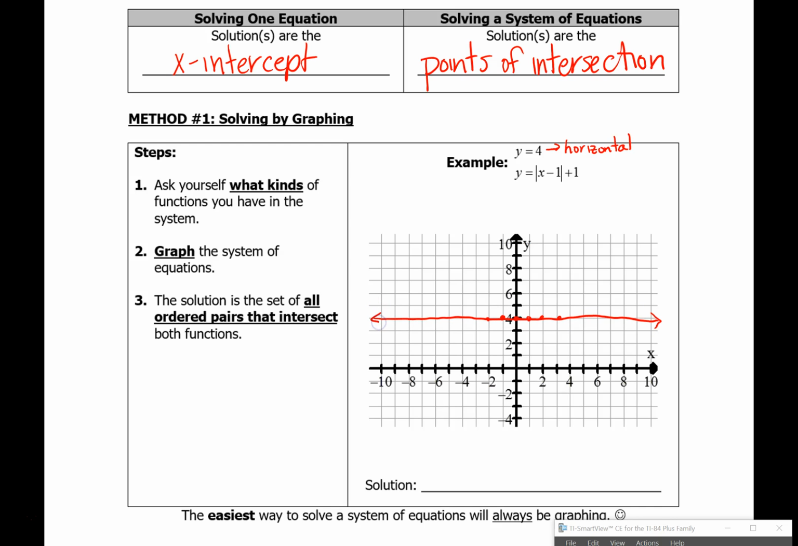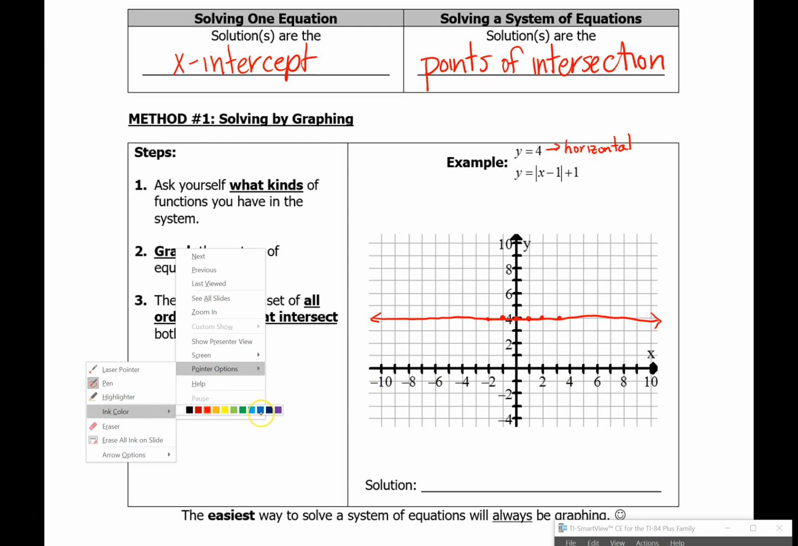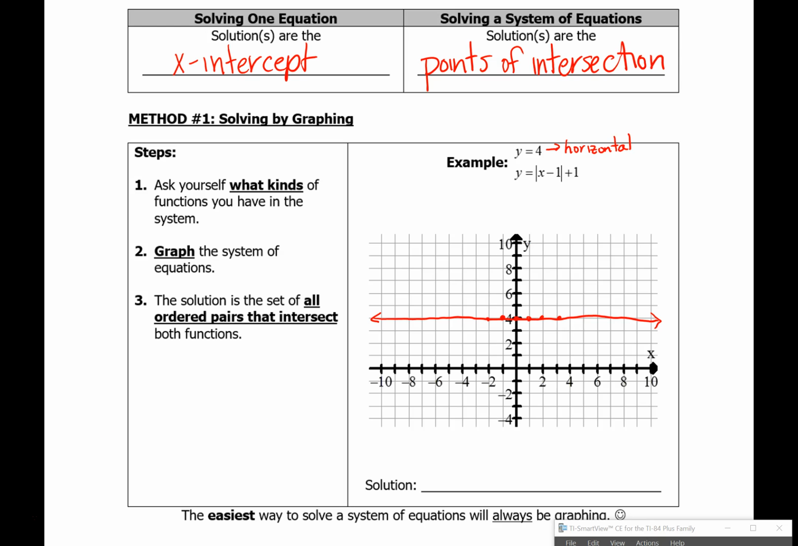and then I'm going to go ahead and graph my second equation as well. I'm going to change my color because it's going to make things a little bit easier to see, especially when things get complicated if we have different colors for each. So the second equation, y is equal to the absolute value of x minus 1, plus 1. This is an absolute value equation, which means that it's going to be the V shape that we studied in the previous unit.